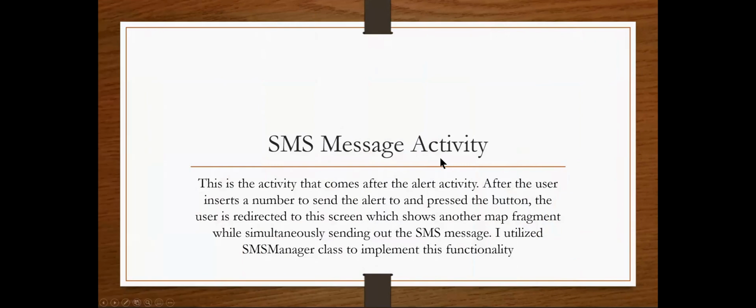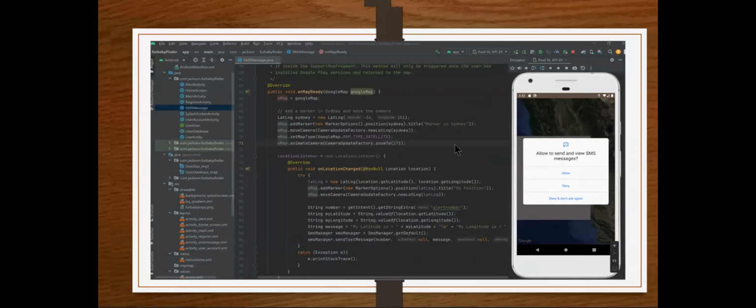So the other way you can go from the home screen is once you go to the alert, and then once you put in the phone number and click the send button, then you send the SMS message.